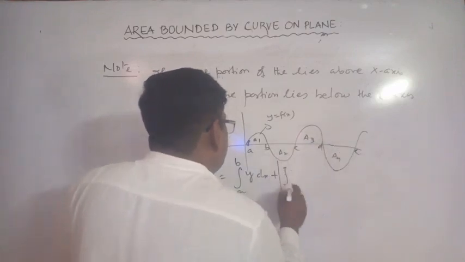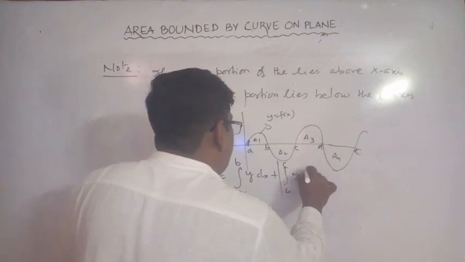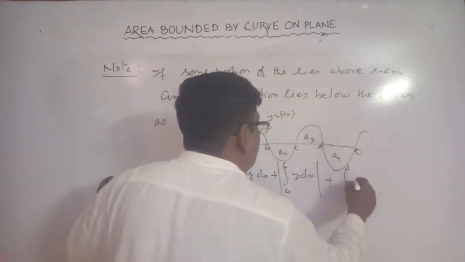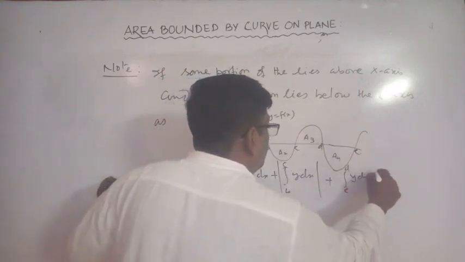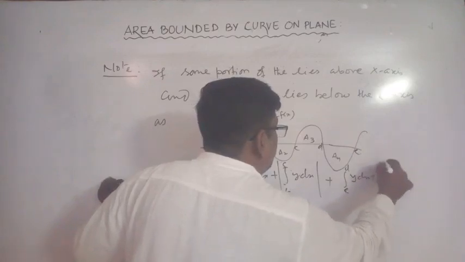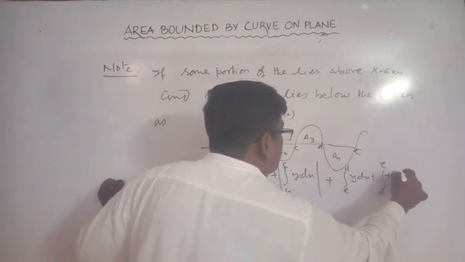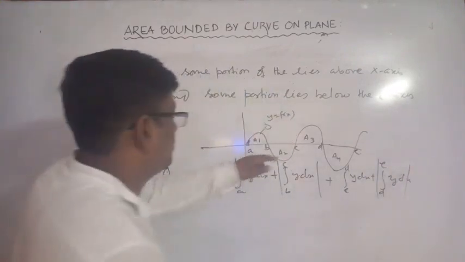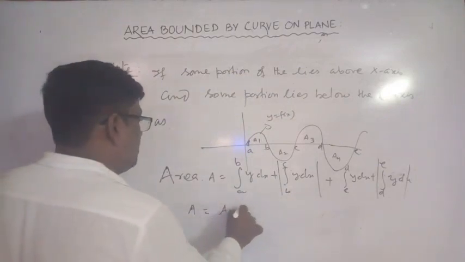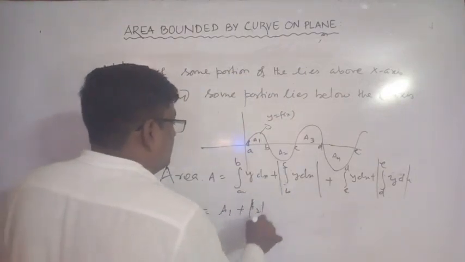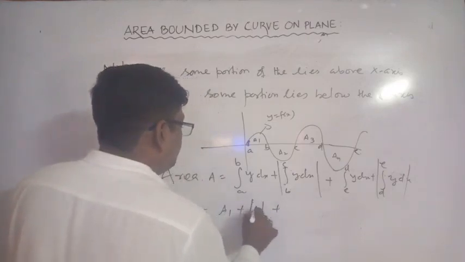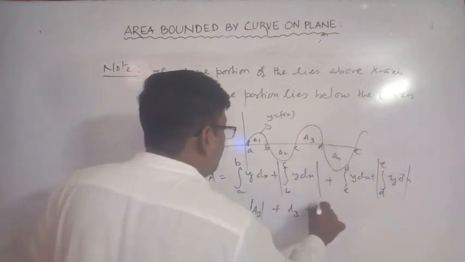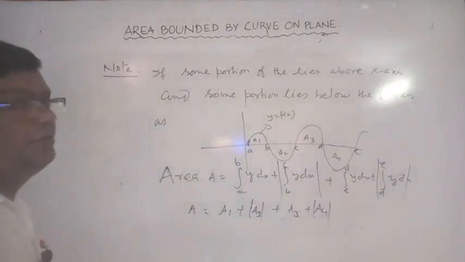So B to C, mode of what? y dx, plus C to D, upper side, and D to E, f of x, y dx, this is y dx mode. The lower part was taken with mode, that is A is equal to A1 plus mode of A2, okay, then plus A3 and this is mode of A4. Okay, this is an important note.